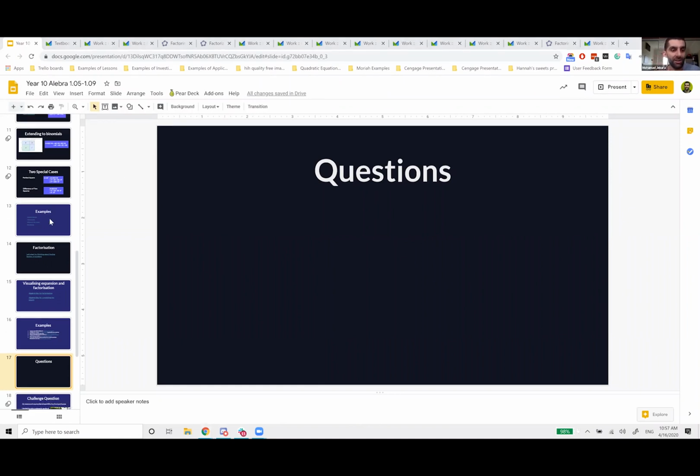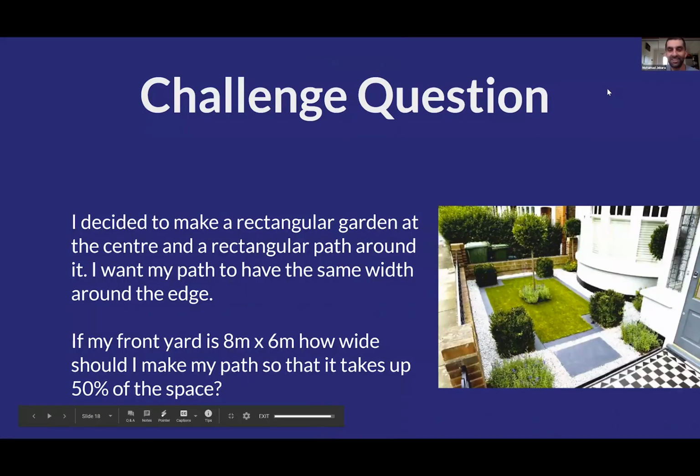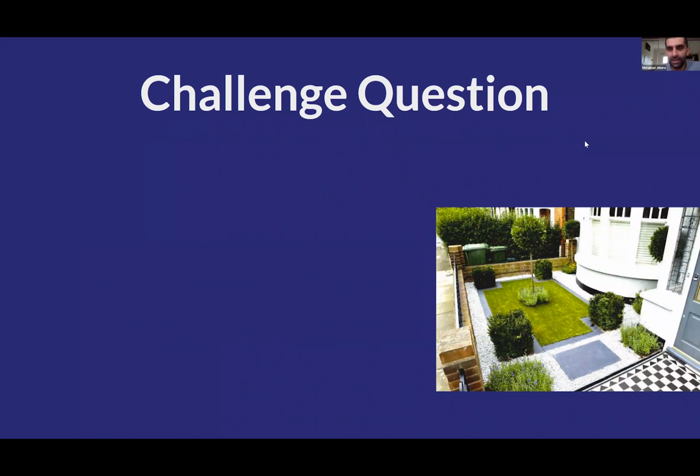And now we are going to the challenge question. I don't know if anyone's had time to do this challenge question in their own time. Remember, my local council requires that at least 50% of my front yard is grass. I want to make as much of it concrete as possible. So I'm going to build a path around it and put this little square garden in the middle. My total area is 48. Okay, so let's take all that information and put it into a mathematical model, into a diagram.